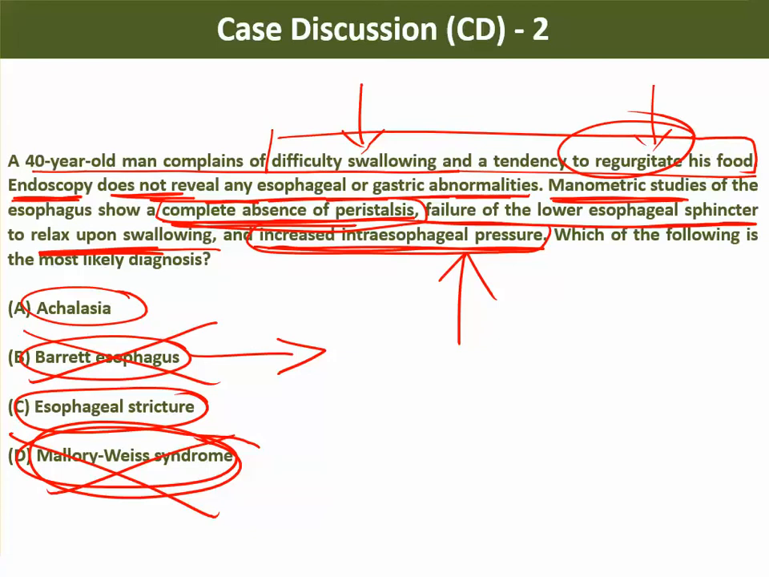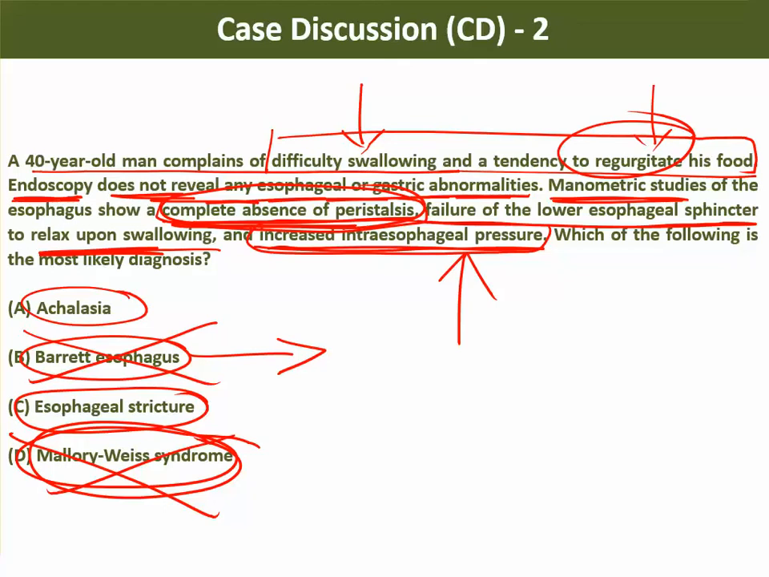So you should think only of the obstructive diseases. Two things can cause obstructive disease. One is achalasia, the other one is esophageal stricture. Esophageal stricture means fibrosis happening in the esophagus, and that will not affect the peristalsis. Here the peristalsis is affected, with complete absence of peristalsis. So it is some functional obstruction. Esophageal stricture will cause only mechanical obstruction.